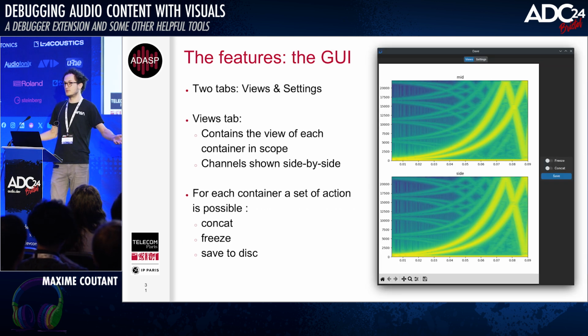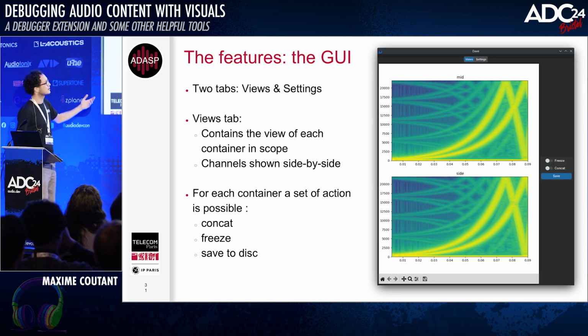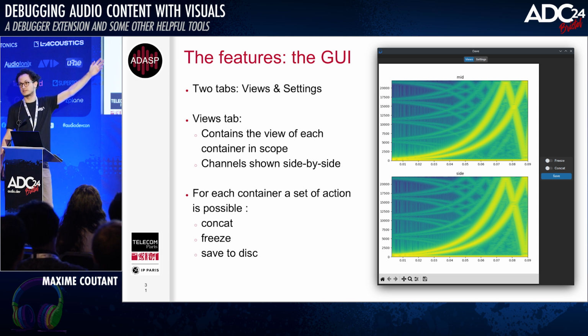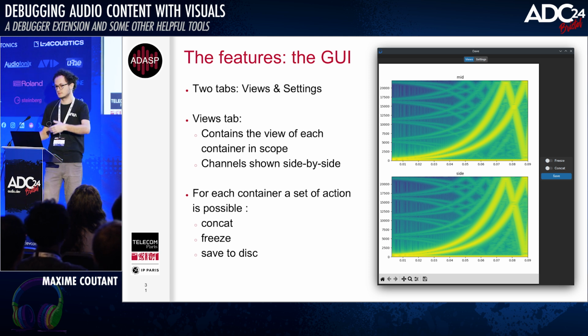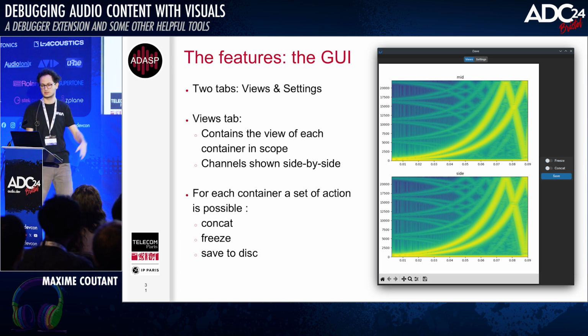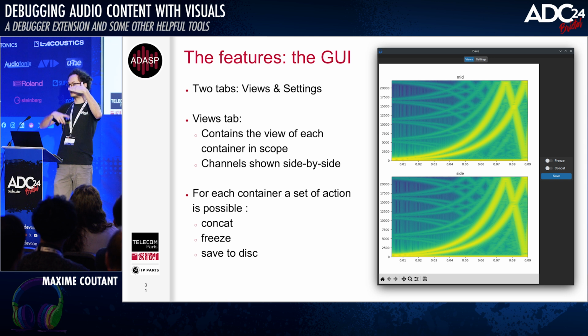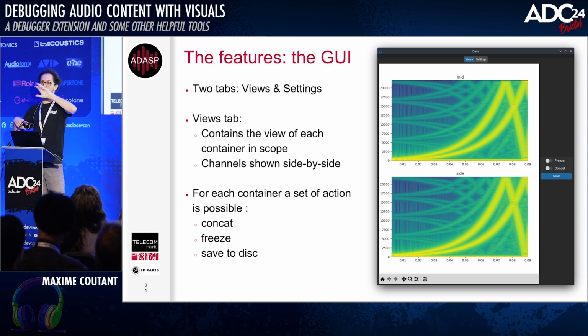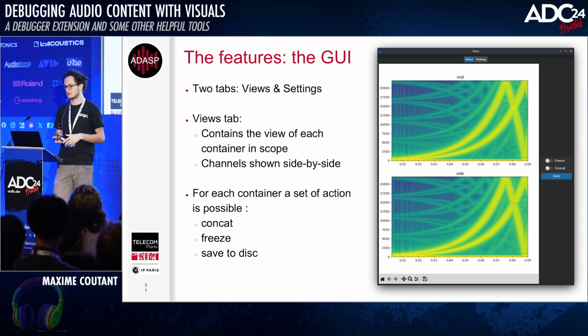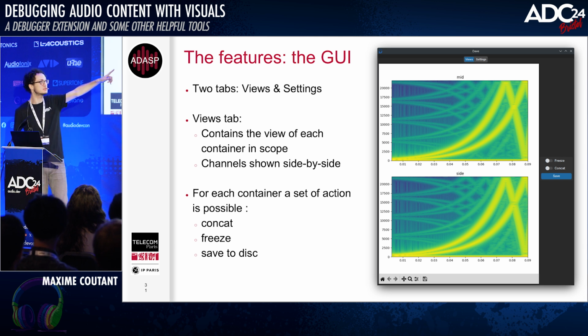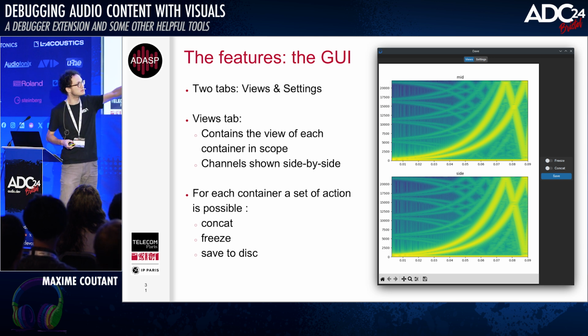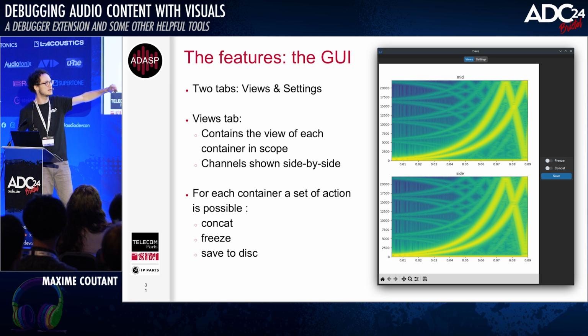Sorry, I talked a lot about the GUI. Now, how does it look? So here is the window that Dave will start. It's composed of two tabs, the view tab and the settings tab. Let's talk about the view tab first. On the view tab, you have each container in scope stacked vertically, with a graph for each channel in the container. And on the right, you have a little action box with a few buttons. We'll cover these in detail after.